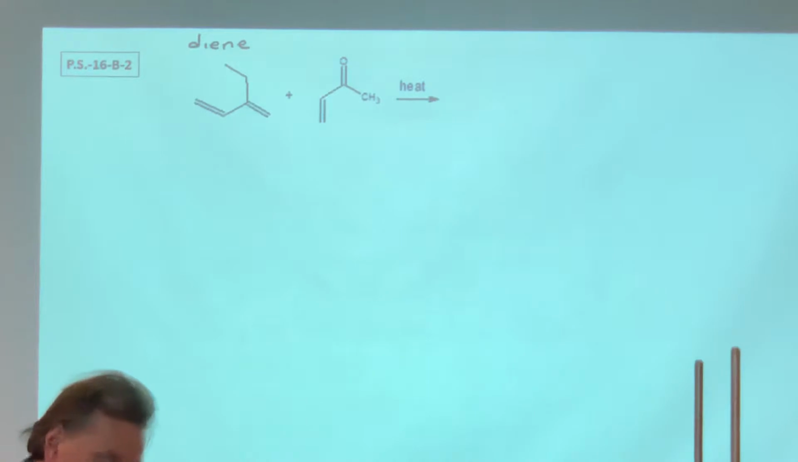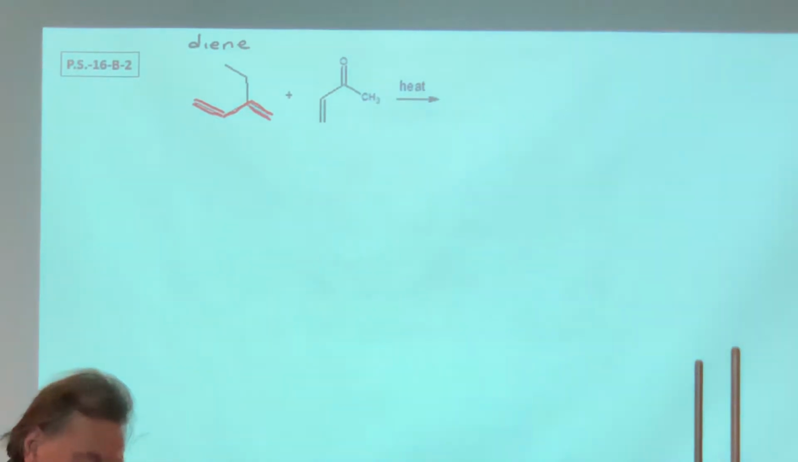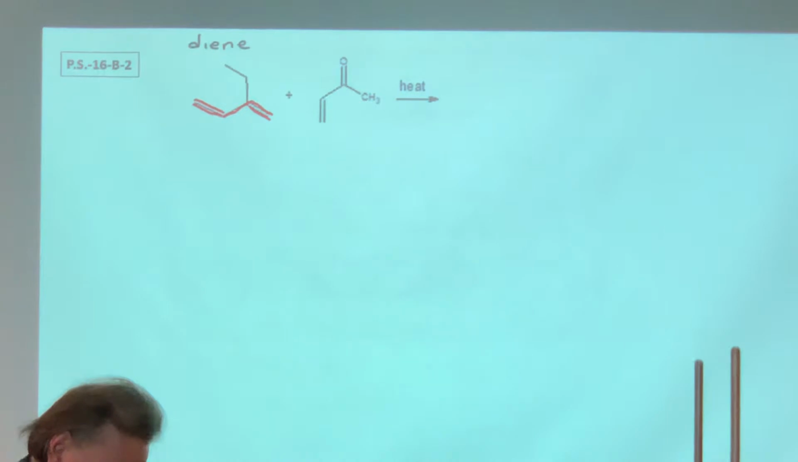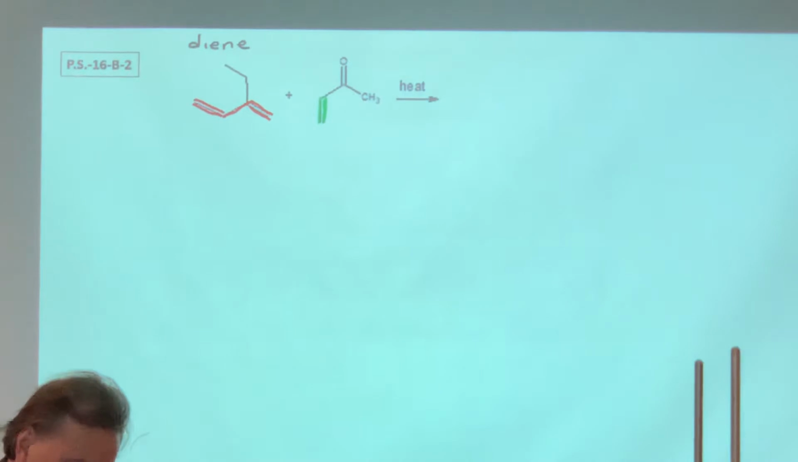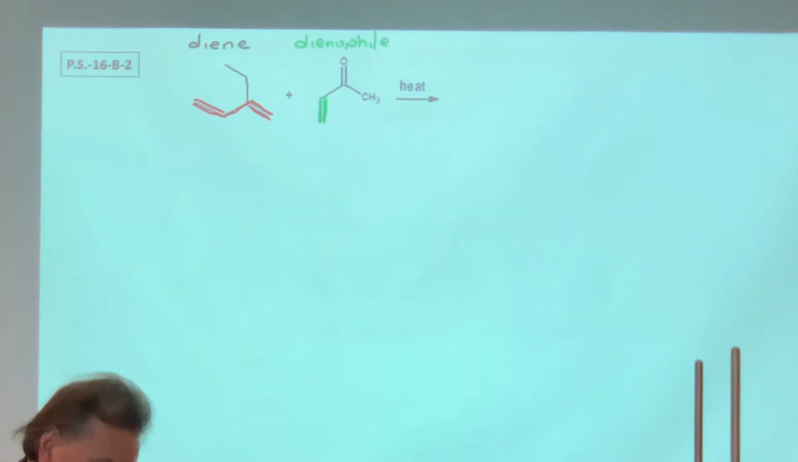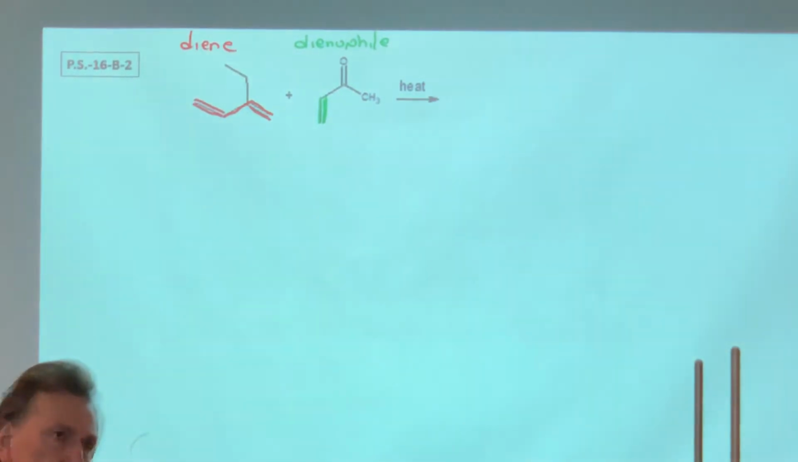I'm going to use red to identify the diene, and I'm going to use green to identify the dienophile. So that's the dienophile, and this is the diene. Just looking at those colors, the red and the green, is all you need to do the reaction.